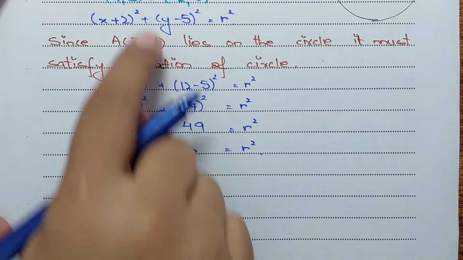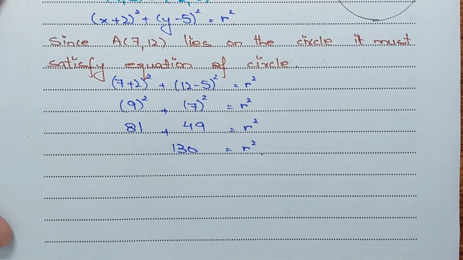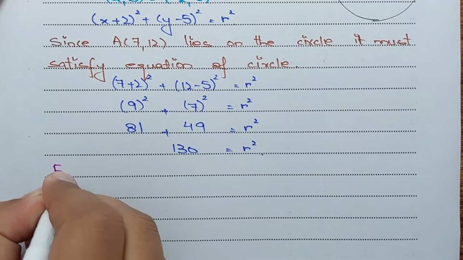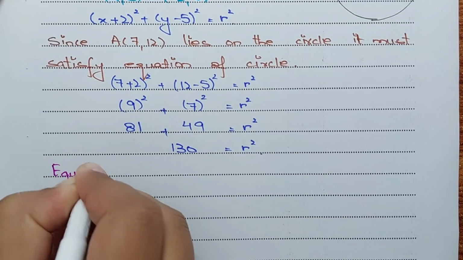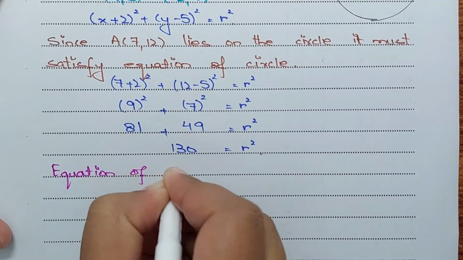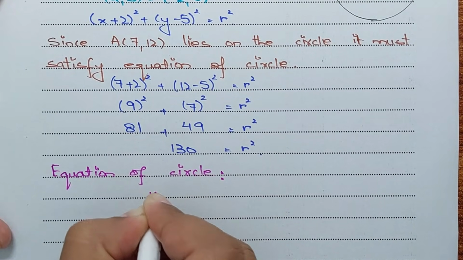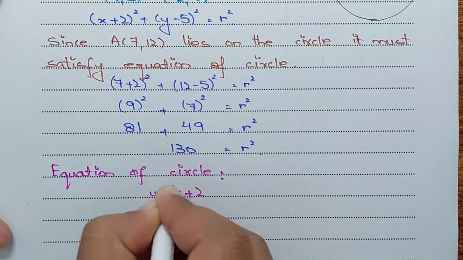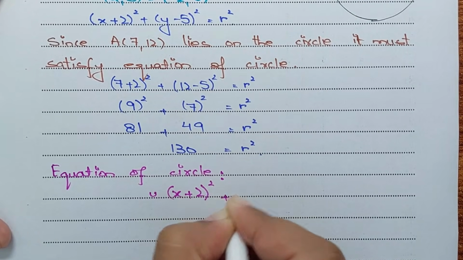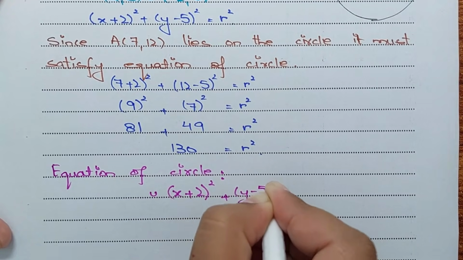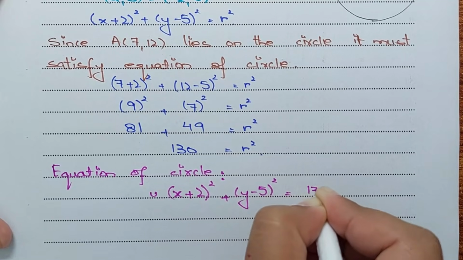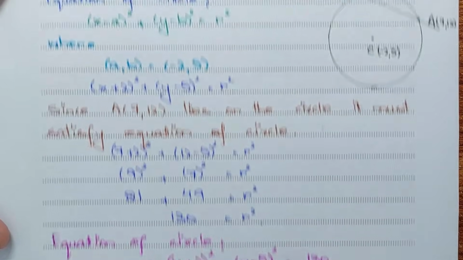Now plug this value into the equation of the circle and we will get the complete equation of the circle. So the equation of the circle becomes (x + 2)² + (y − 5)² = 130. That is the equation of the circle.